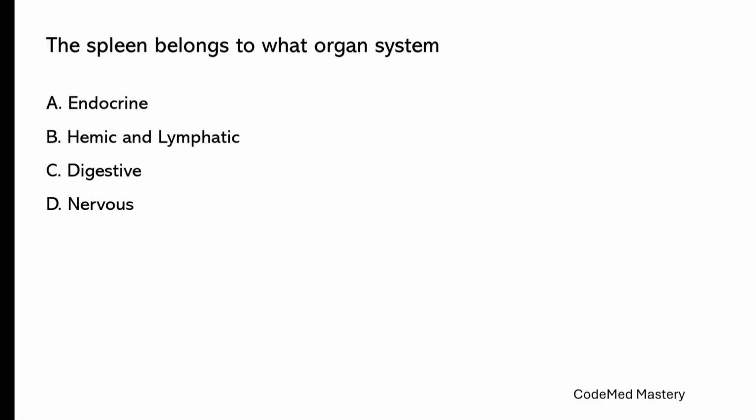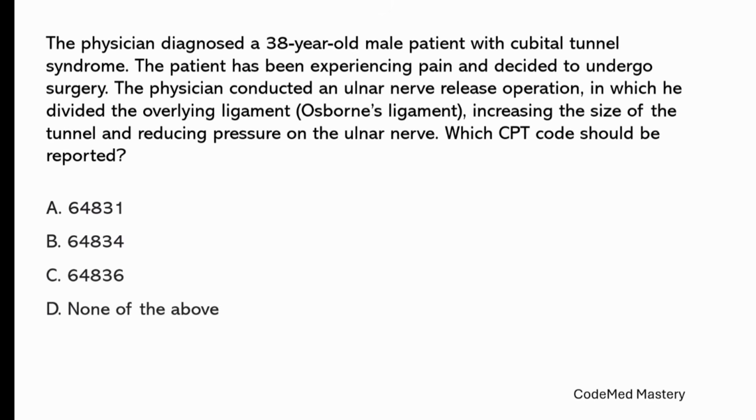The spleen belongs to what organ system? Option A, endocrine. Option B, hemic and lymphatic. Option C, digestive. Option D, nervous. This is a simple question. The correct answer is option B, spleen belongs to hemic and lymphatic system. Next question.